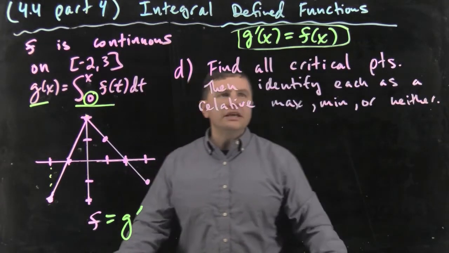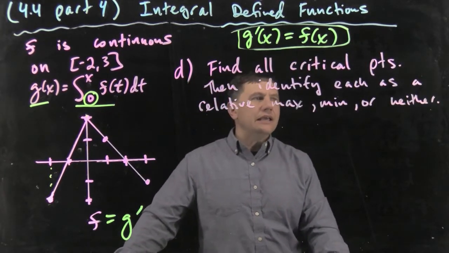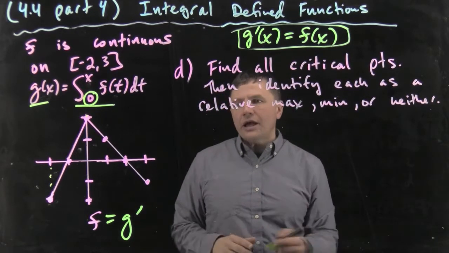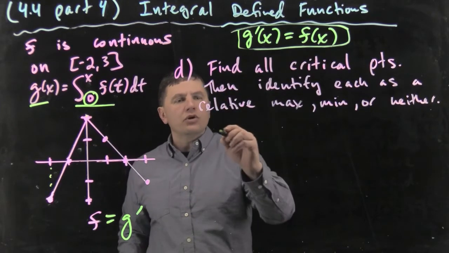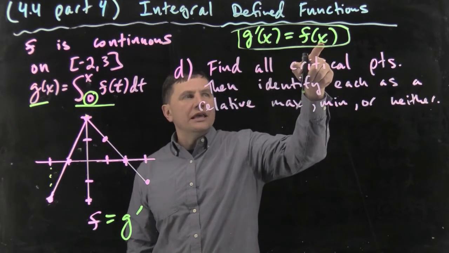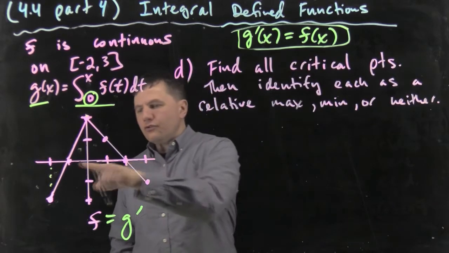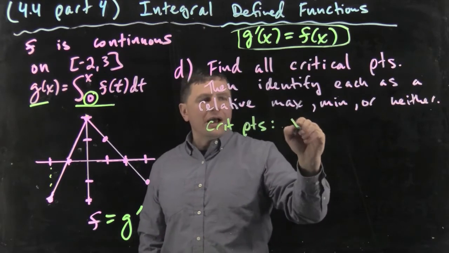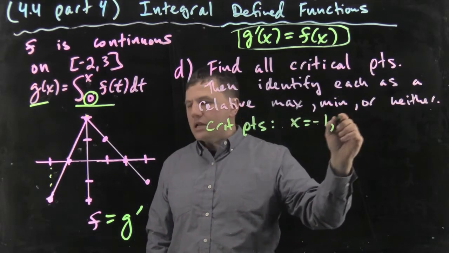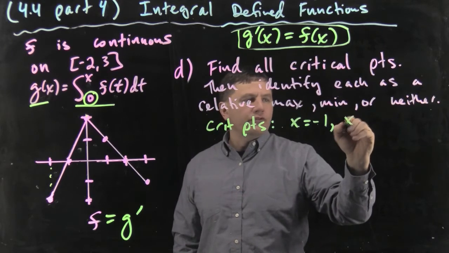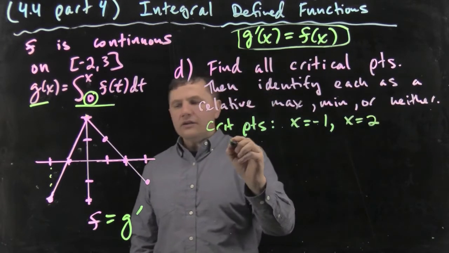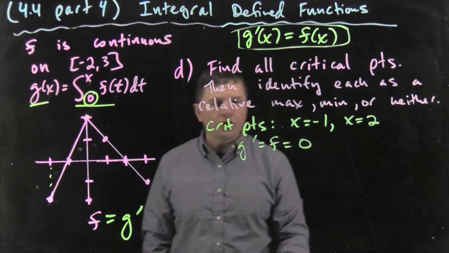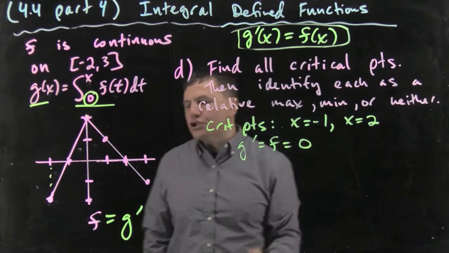Okay, so part D, find all critical points, then identify each as a relative max, min, or neither. So first critical points, we don't have to think about what's happening here other than we're looking for when g prime, equal to f, is equal to 0. So we have two critical points here, and our critical points are at x equals -1 and x equals 2. And that is because g prime, which is equal to f, is equal to 0.